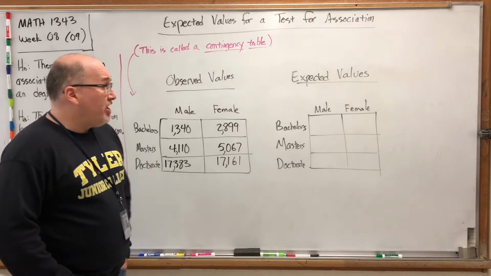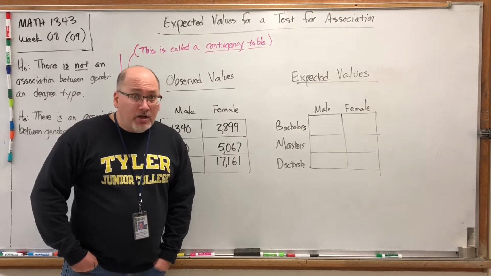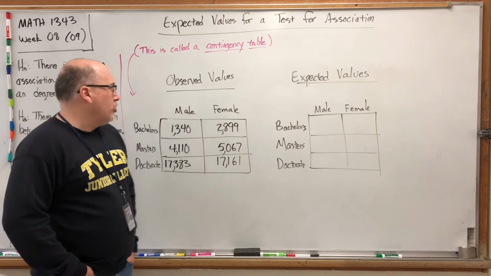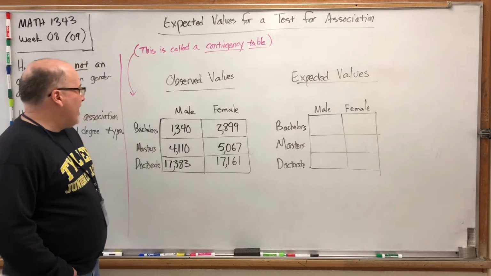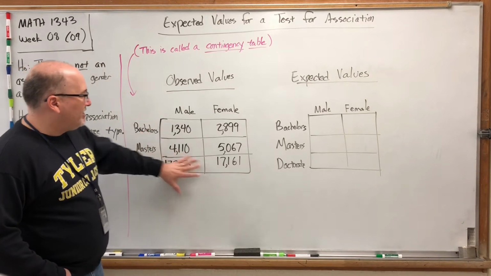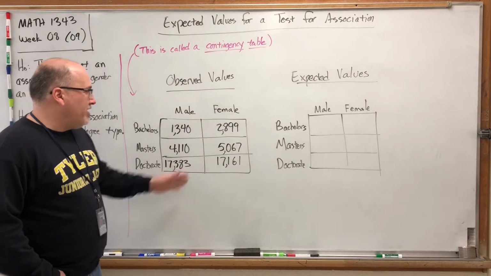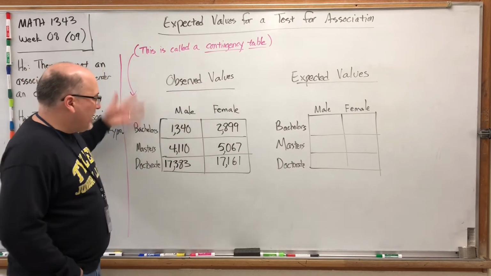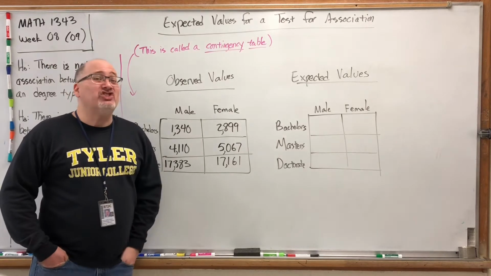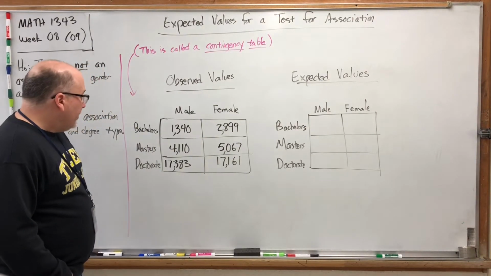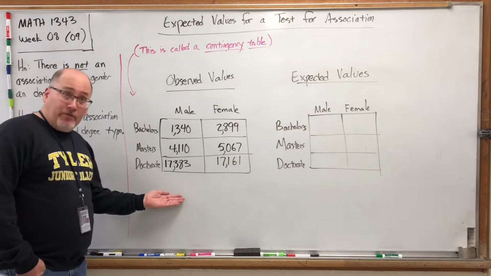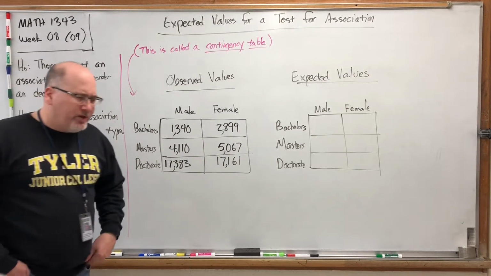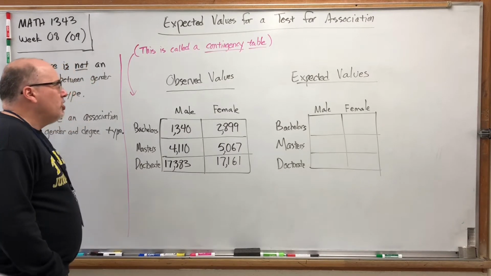For a test for association, we're going to do pretty much the same thing. So in order to do that, we have to calculate our expected values based on our observed values. Oh, by the way, I forgot to mention in the previous video that a table like this that separates data based on two classifications, in this case gender and type of degree, is called a contingency table. Speaking of which, here's the contingency table from the previous video, as well as the hypotheses that we're eventually going to use in our hypothesis test.